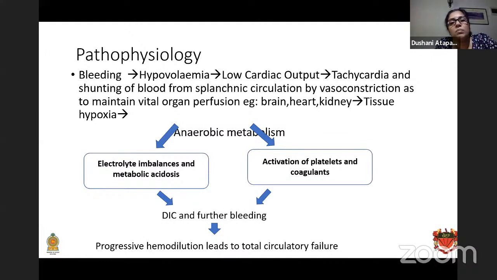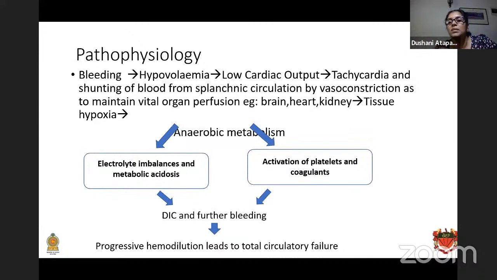Talking about the pathophysiology, when the patient starts bleeding, it leads to hypovolemia and later low cardiac output. As a compensatory mechanism, the body makes the patient tachycardic and shunts blood from the splanchnic circulation by vasoconstriction. This is to maintain vital organ perfusion, the vital organs being the brain, heart, and kidney.